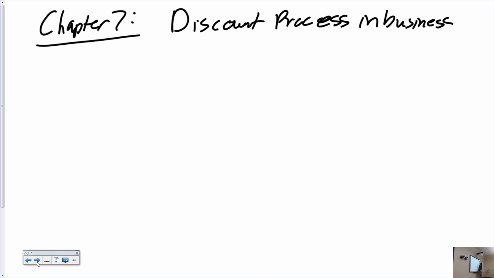So, Chapter 7 is talking about the discount process in business. Now, the key to working in Chapter 7, folks, is that you have to kind of change your way of thinking when you think about the discount process in business. Because we're not talking about discounting in terms of you got a 25% discount when you go to Kohl's. This is more along the lines of what does Kohl's get as a discount when it buys from its suppliers and those suppliers ship the goods to them and they are trying to sell it. Okay?